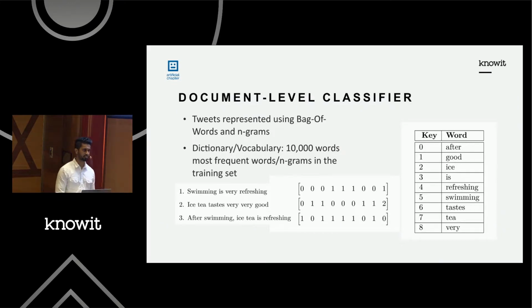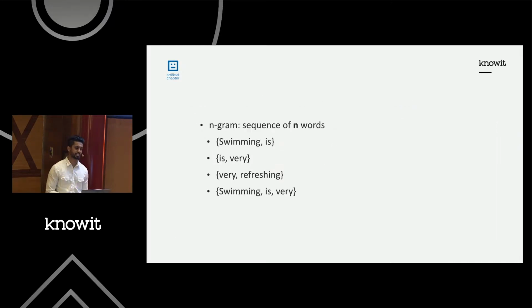Because then you can create a vector representation of the sentence where each value corresponds to the number of times the word appears in the sentence. So we created a dictionary containing the 10,000 most frequent words and n-grams in the training set. An n-gram is a sequence of n words, where n is a number. So instead of only counting single words, you can count the number of times 2 words or 3 words occur together in a text.